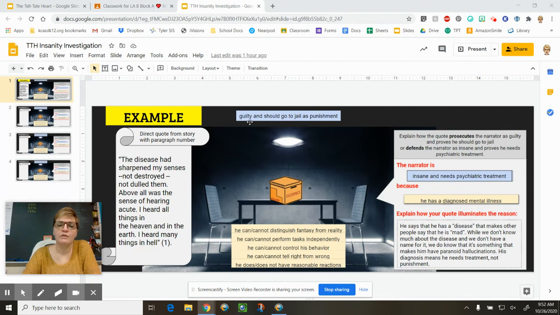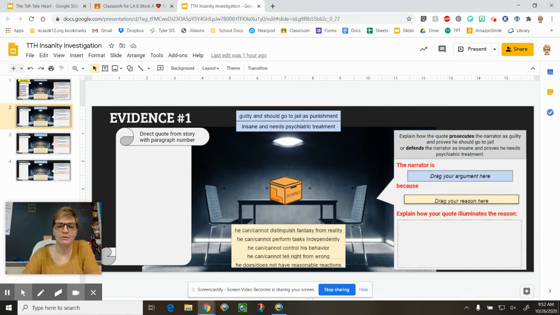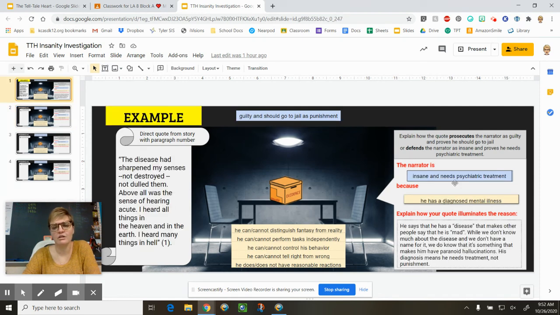You're going to drag over the reasons. So you can see up here, I've laid out both arguments, and then all of the different reasons. So you're going to drag over your argument and your reason. And then in this space, you explain how your quote explains your reason. So for me, I'm trying to explain how this quote shows that he has a diagnosed mental illness. And I say, he says that he has a disease that makes other people say that he is mad. While we don't know much about the disease and we don't have a name for it, we do know that it's something that makes him have paranoid hallucinations. His diagnosis means he needs treatment, not punishment. So I'm arguing that he needs psychiatric treatment, and I'm using this quote as an example.